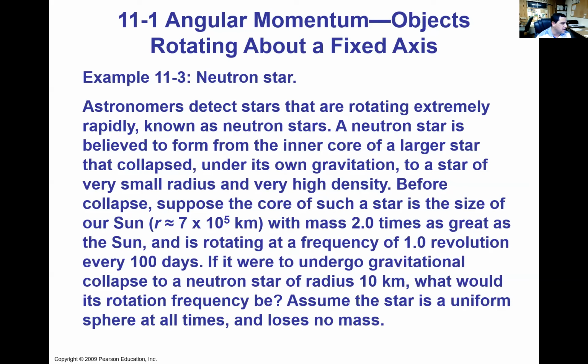Okay, so the mass is double that of our sun and is rotating at a frequency of 1 revolution every 100 days. If it were to undergo gravitational collapse to a neutron star that only has a radius of 10 kilometers, what would its rotation frequency be? Assume the star is a uniform sphere at all times and does not lose mass. Okay. Let's go back to our whiteboard.